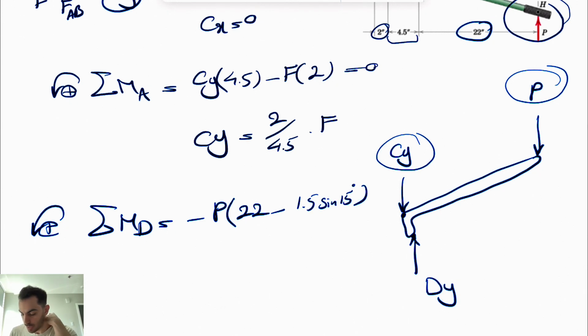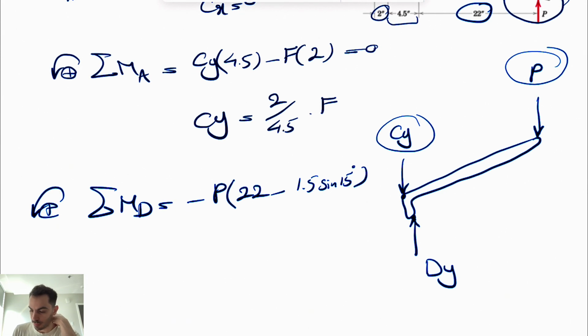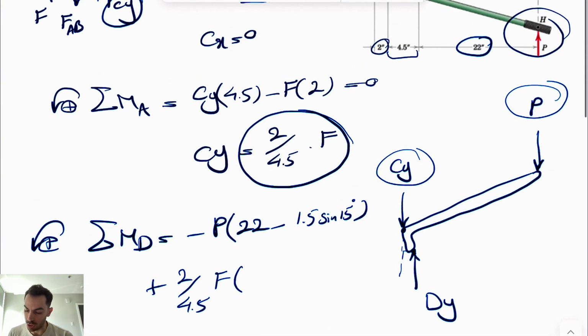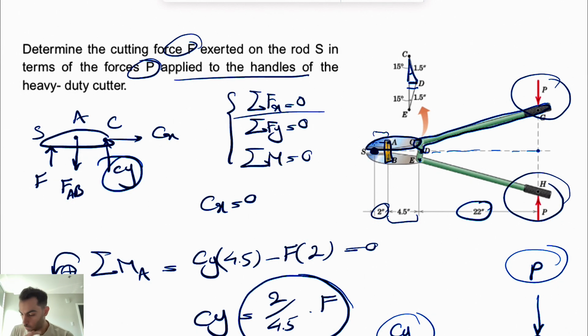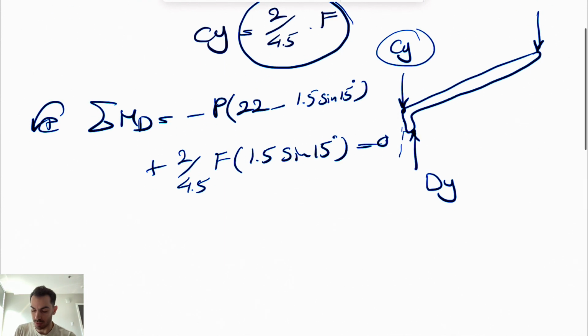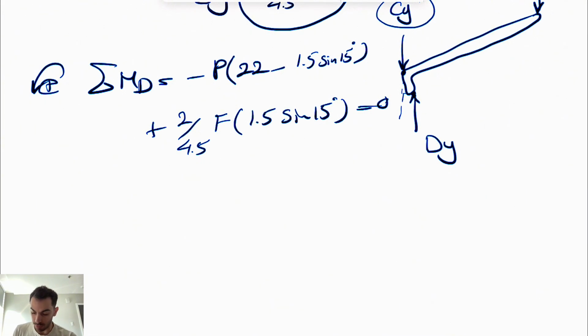That's going to be the moment of P, and the moment of Cy about D, since it's to the left, is going to be in this direction, so counterclockwise, plus Cy, for which we can put in the value that we found in the previous step. And now we need again the vertical distance from D to the line of action, which is basically this distance, so 1.5 sine of 15 degrees, equals 0. This should give us the relationship between P and F.